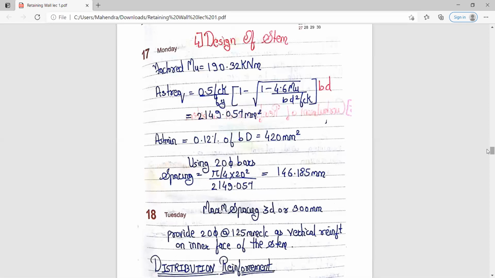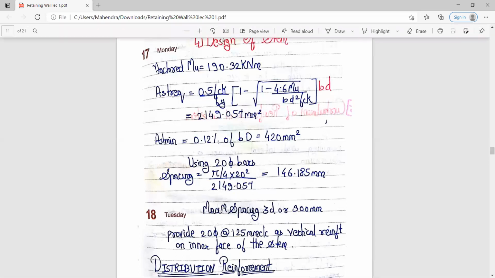After calculating AST required, you need to calculate AST minimum. For AST minimum, you have the formula 0.12% of B into D. B is 1000, D is 350. So AST minimum comes to 420 mm square. Then you are going to use 20 millimeter bars. For 20 millimeter bars, you calculate the spacing. The spacing comes to 146.185. The maximum spacing is 3D or 300 mm. So you have to provide a minimum of 125 mm center to center as vertical reinforcement on the inner face of the stem.